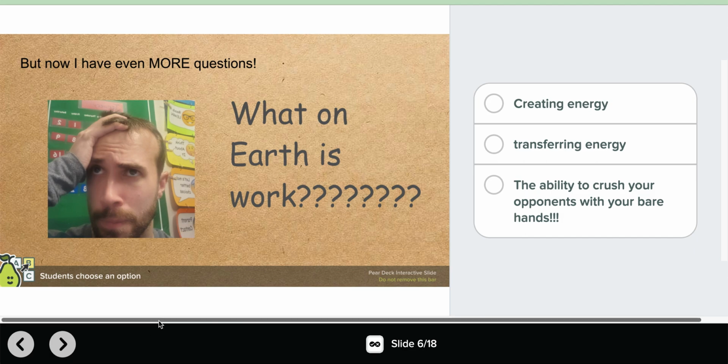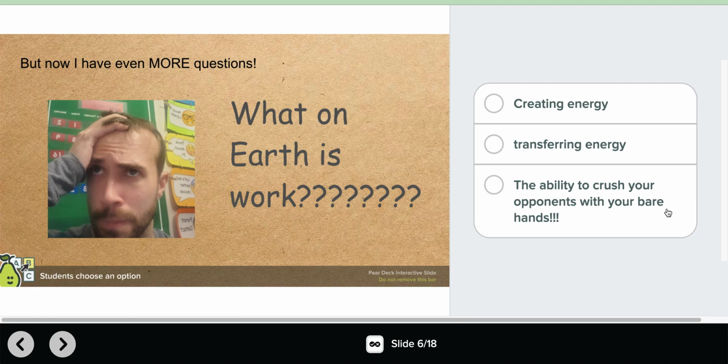If you had to take a guess, make a prediction, so to say, right? Because in science we're all about predictions and hypotheses. So what would your hypothesis be if you had to pick one of these three? Is it that work is creating energy, transferring energy, or the ability to crush your opponent with your bare hands? Sorry, I got a little excited for that one. So what would you pick?